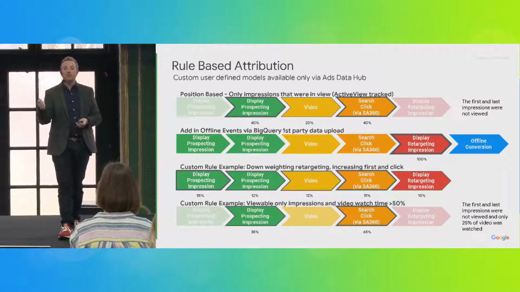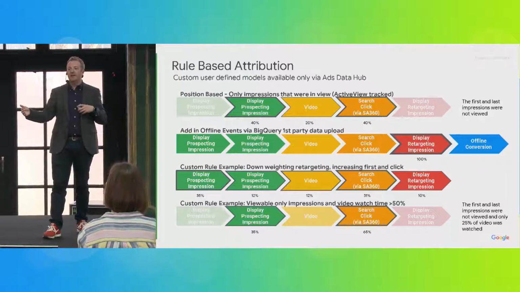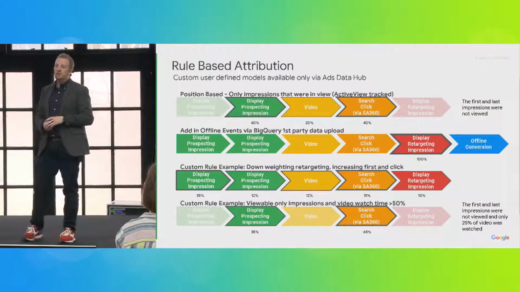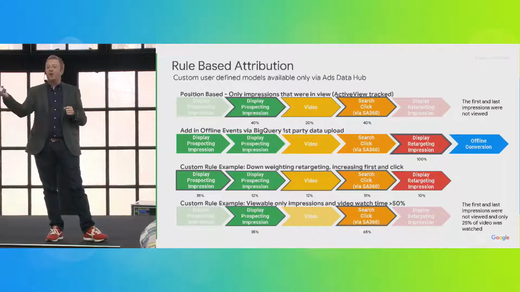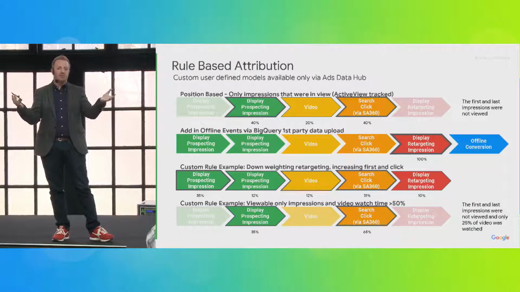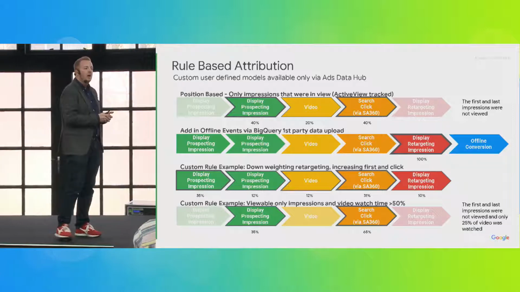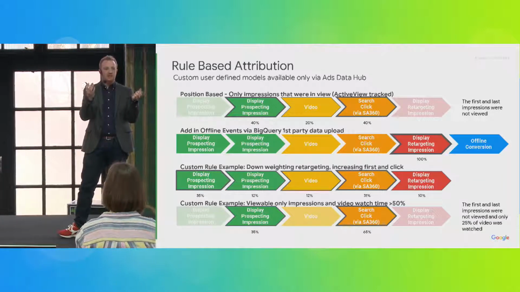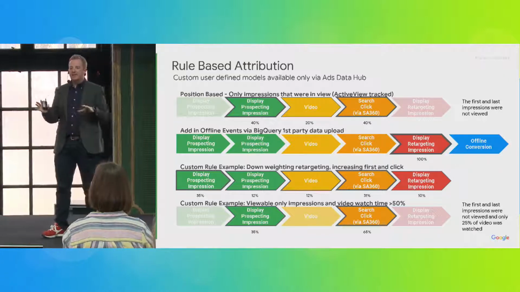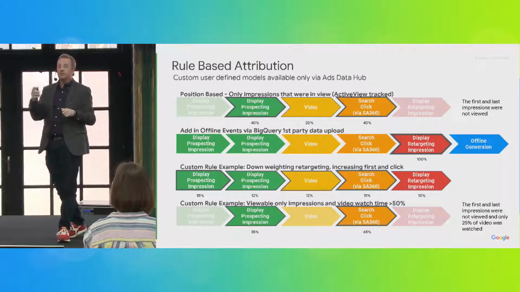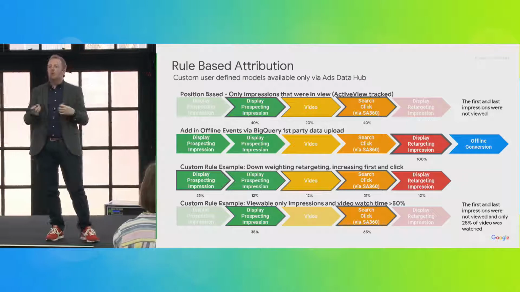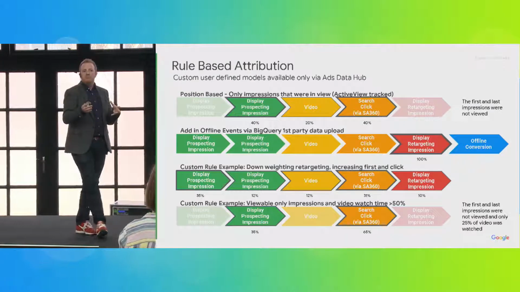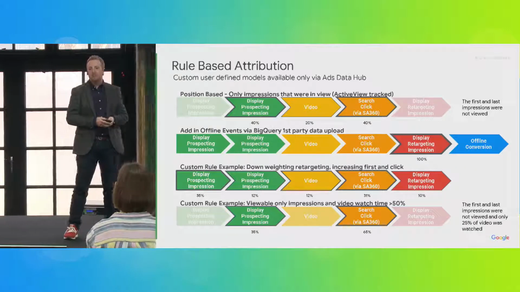I mentioned before the offline events, so stitching in offline events that we don't have access to in Campaign Manager. And then looking at custom rules. Is the value of a retargeting impression the same as a prospecting impression? Is the value of an in-market impression the same as a custom affinity impression? Contextual impressions, search for brands, search for prospecting, they're not all worth the same. And you as advertisers and analysts know what each impression is worth.